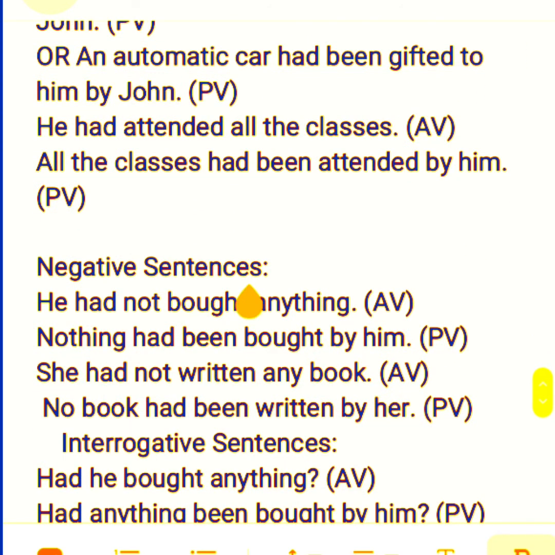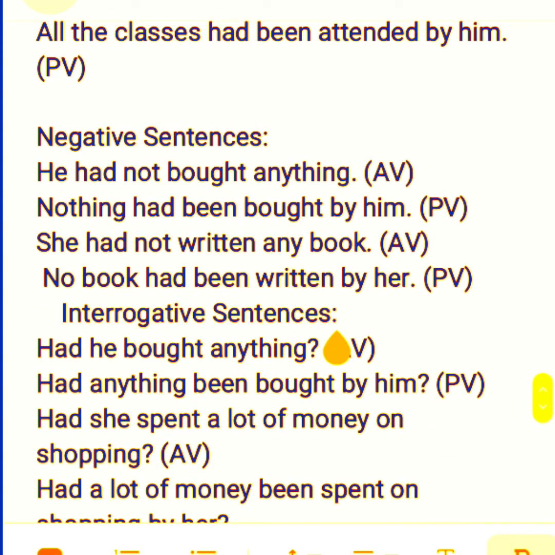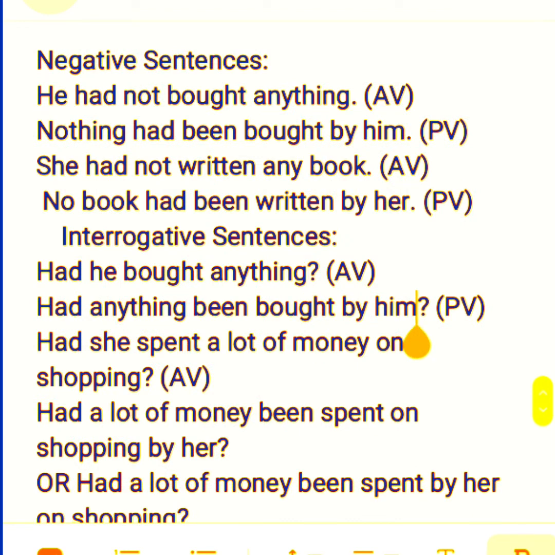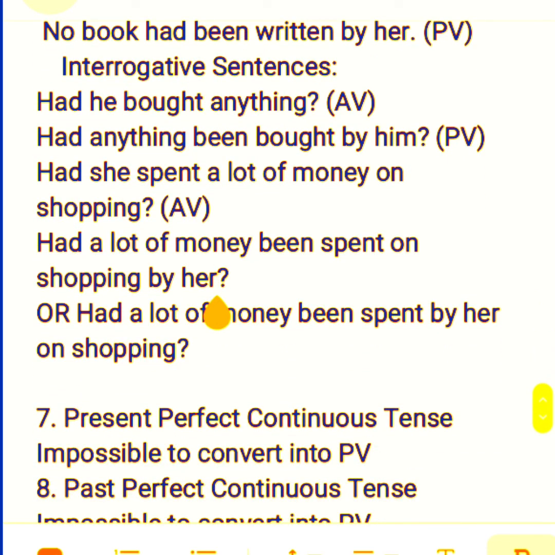Negative sentences. He had not bought anything. Nothing had been bought by him. She had not written any book. No book had been written by her. Interrogative sentences. Had he bought anything? Had anything been bought by him? Had she spent a lot of money on shopping? Had a lot of money been spent on shopping by her? Or we can change it into this way also. Had a lot of money been spent by her on shopping?